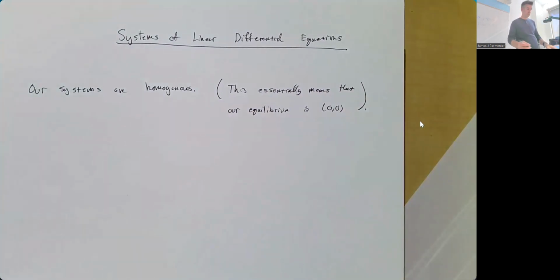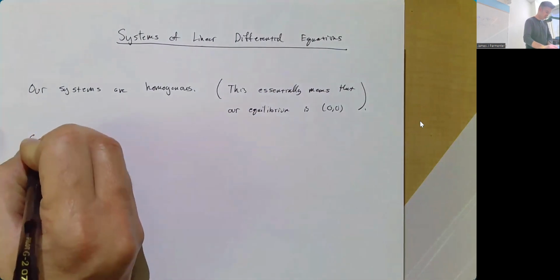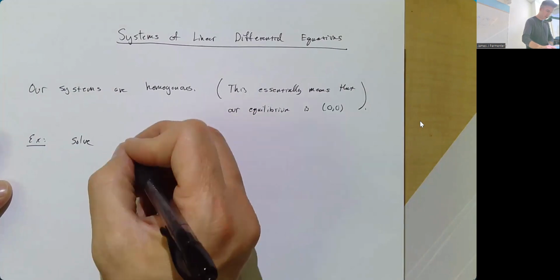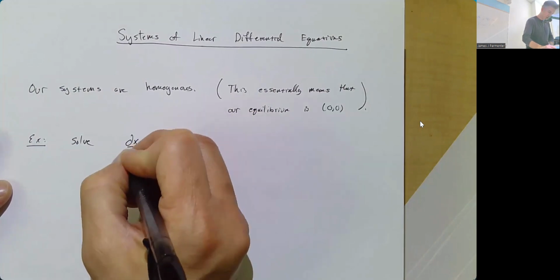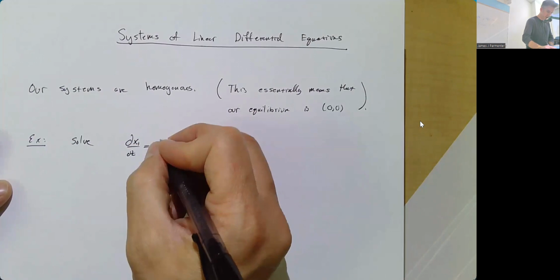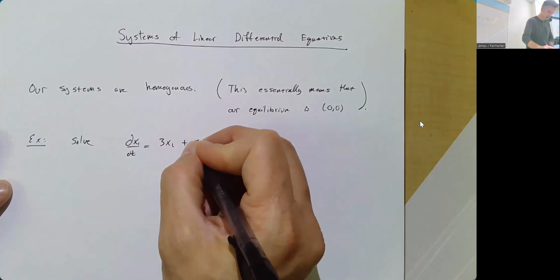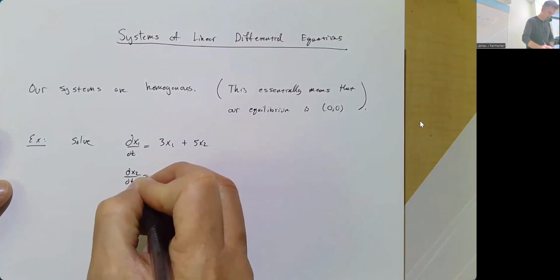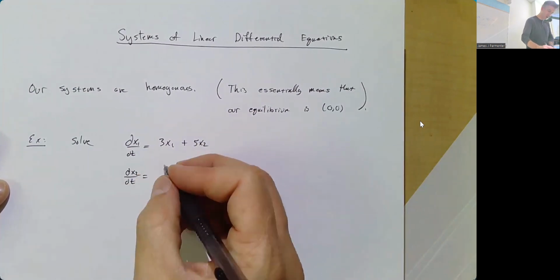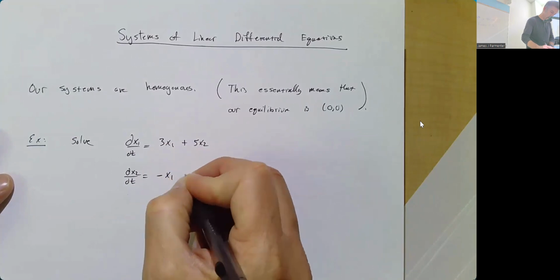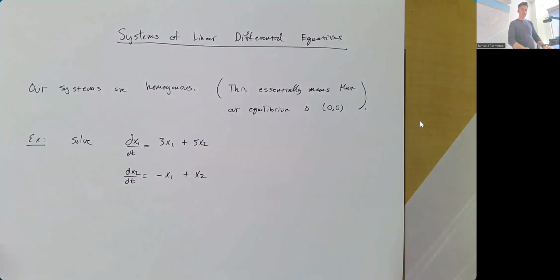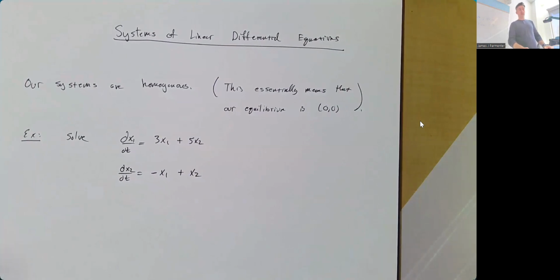For example, we want to solve the system dx1/dt equal to 3x1 plus 5x2, dx2/dt equal to -x1 plus x2. We'll solve, we'll also classify. So let's go ahead and do it.